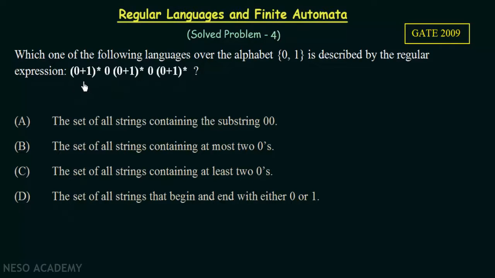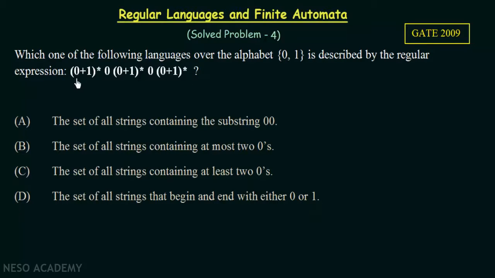So the regular expression is (0+1)*0(0+1)*0(0+1)*. And the options that we have are, the first option is the set of all strings containing the substring 00, and the second option is the set of all strings containing at most 2 zeros, and the third option is the set of all strings containing at least 2 zeros, and the fourth option is the set of all strings that begin and end with either 0 or 1.